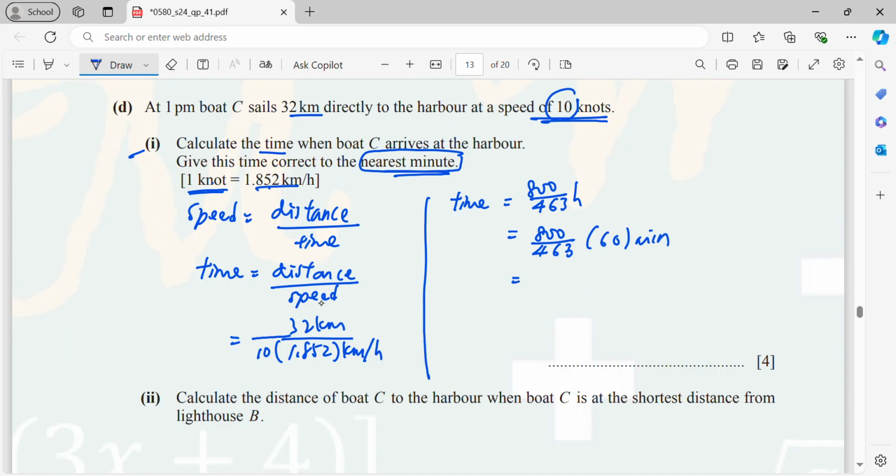Then this is going to be 103.67 minutes. And now nearest minute means look at the value after the decimal point. Since it is 5 and above, which is 6 now, you round up. It will be 104 minutes.